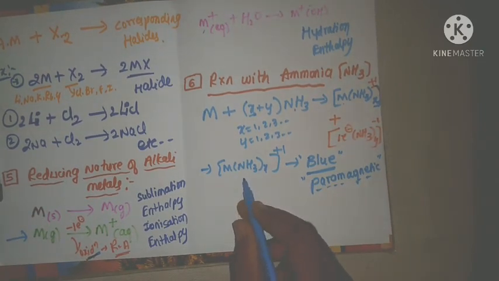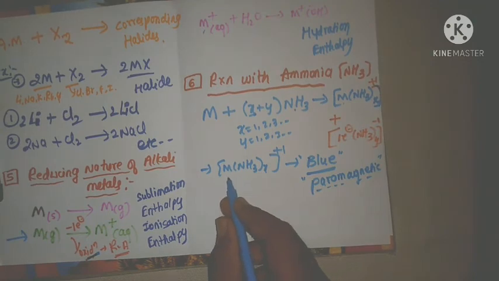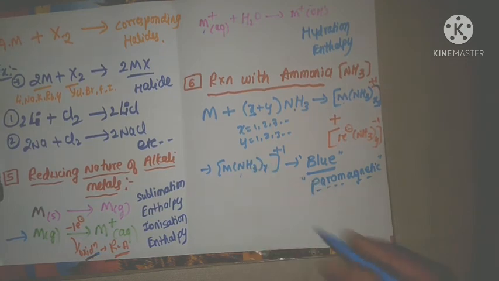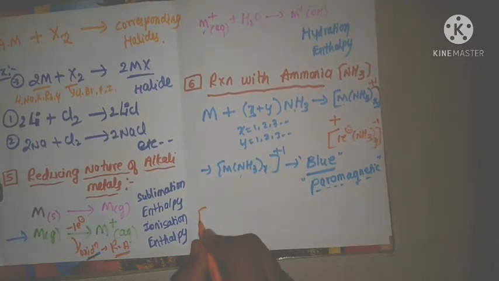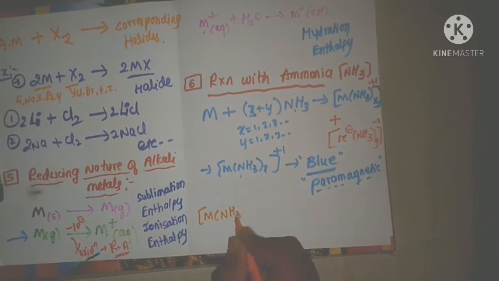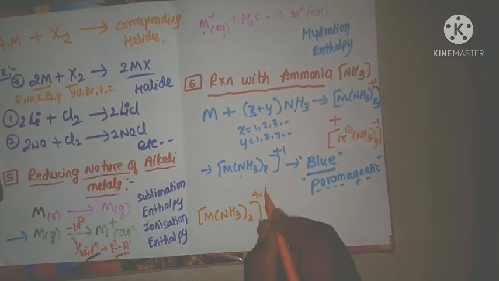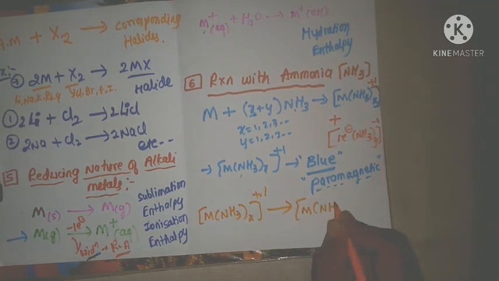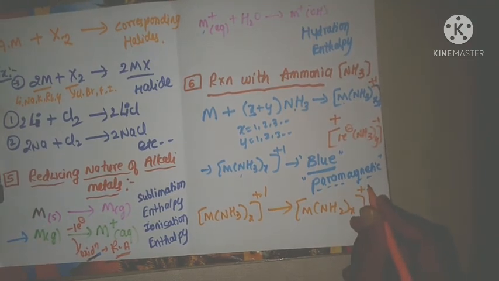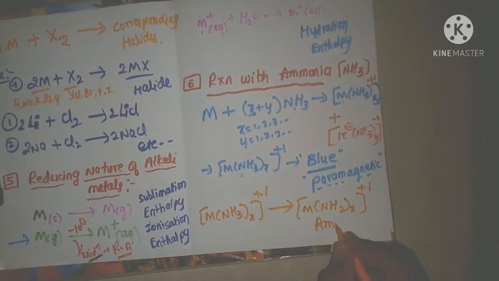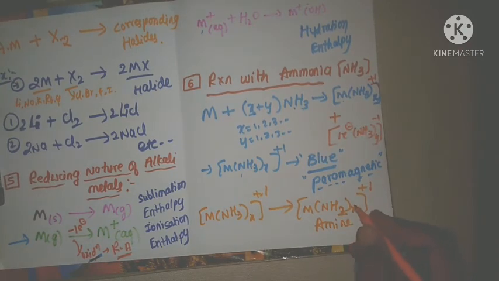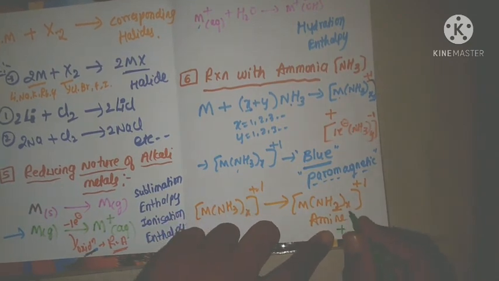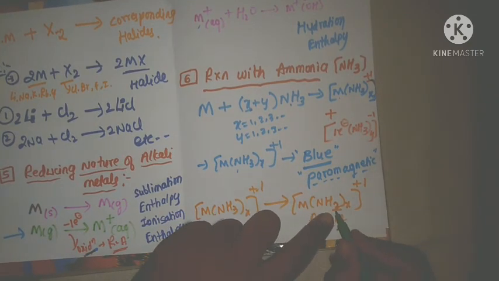Again, it undergoes a reaction after some time. After some time, this blue paramagnetic complex undergoes a reaction, just like this type of reaction here. MNH3X plus 1 charge undergoes reaction and gives amide, that is MNH2X plus 1. Here this is called amide. Amide means NH2 is there, therefore it is called amide, and it releases a gas. Which gas? Hydrogen gas.